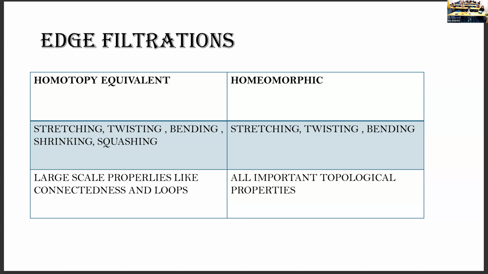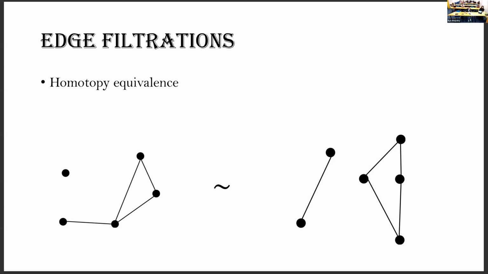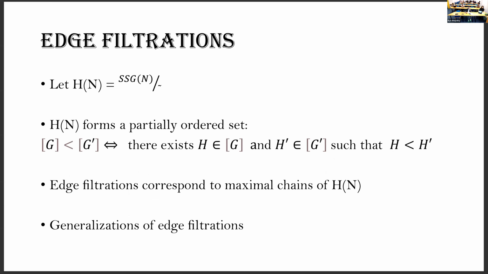Loops don't get reduced in a graph, and that's essentially what we are interested in terms of graphs. So we look toward quotienting SSGN by this equivalence relationship. Here are two graphs that are homotopy equivalent. You see this edge is just collapsed and becomes that, and that's associated to that. Like I said, we quotient SSGN by this equivalence relationship, and we call that HN.